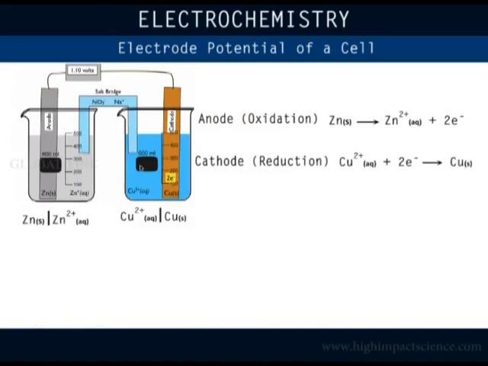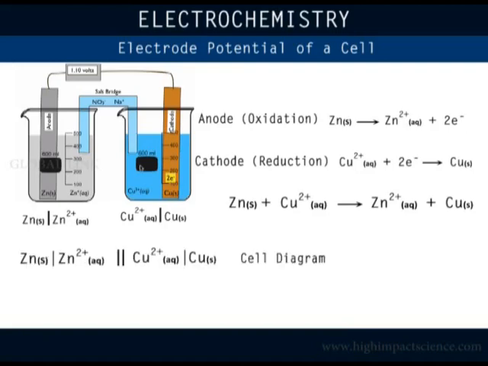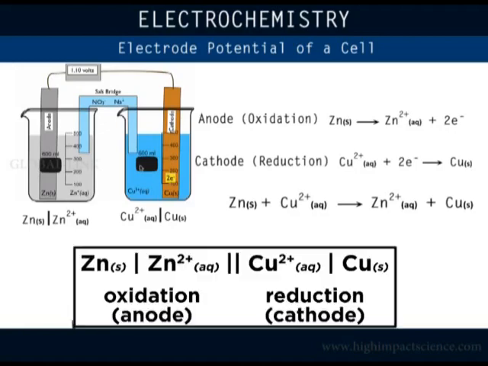When the two ionic equations are combined, we have this equation. When the two half cells are combined, we have this cell diagram. The double vertical line here represents the salt bridge. In a cell diagram, the oxidation half cell is always written on the left.